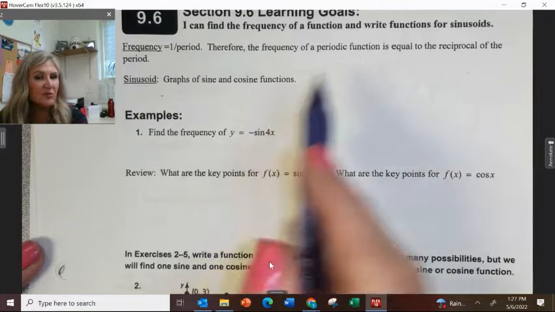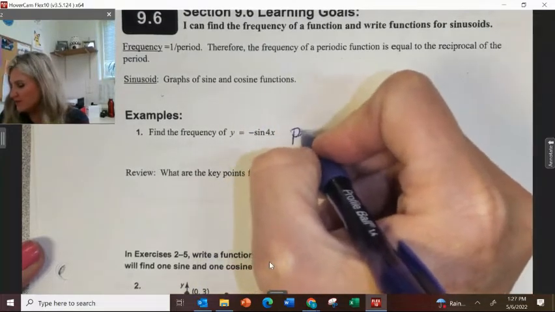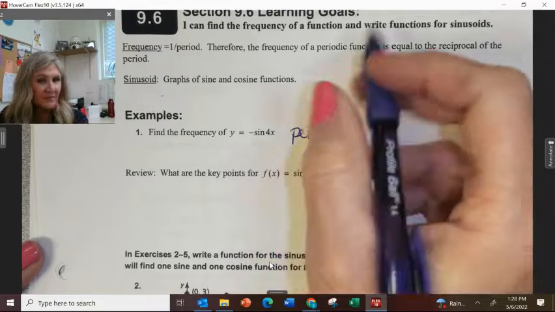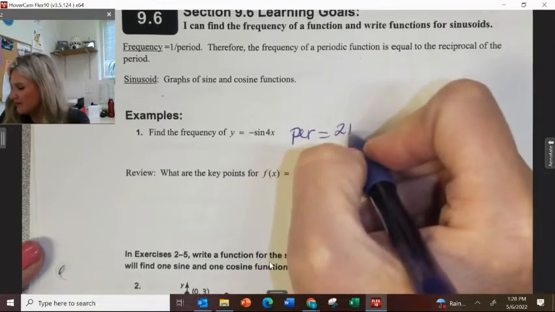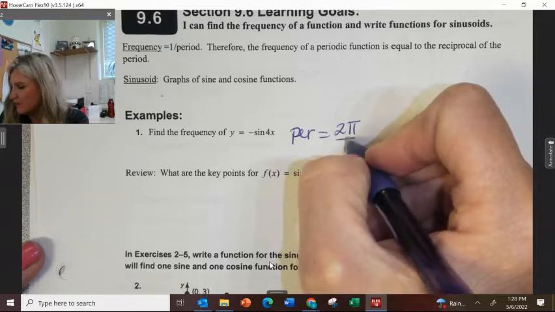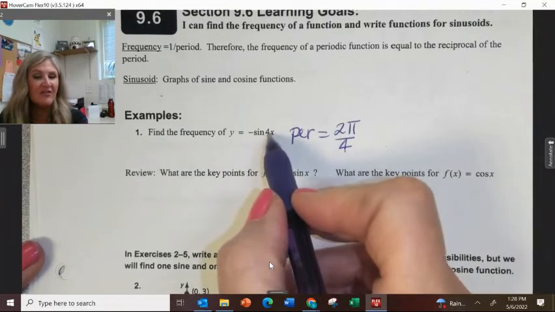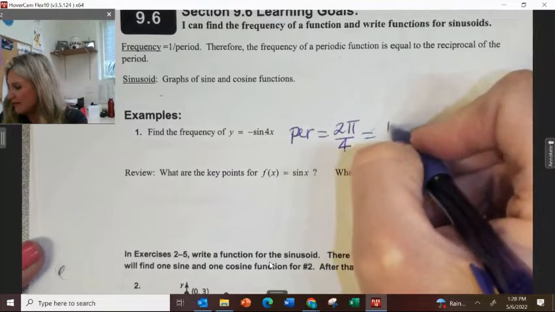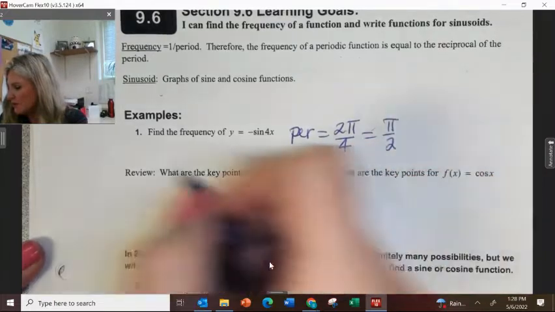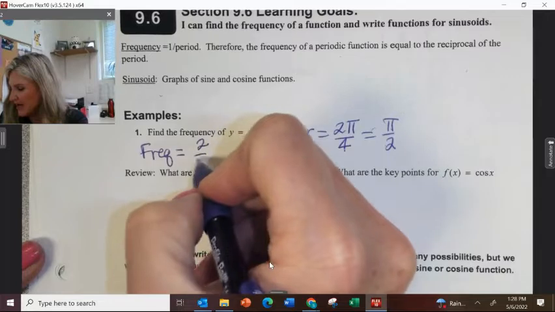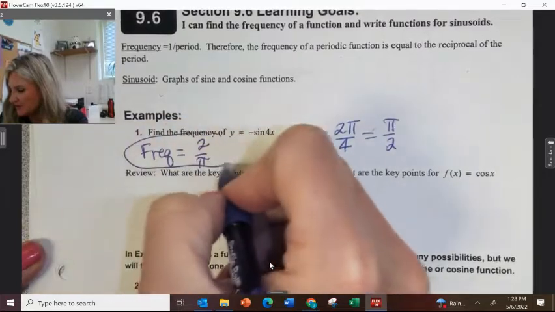So first on this, we'd want to find the period. Do you guys remember how to find the period of sine and cosine? Right, it's 2 pi divided by b. What's our b value here? 4 is the b value. B is just the coefficient of x. So the period is going to be this, and that's pi over 2. And so what is the frequency going to be then? 2 over pi, just the reciprocal.